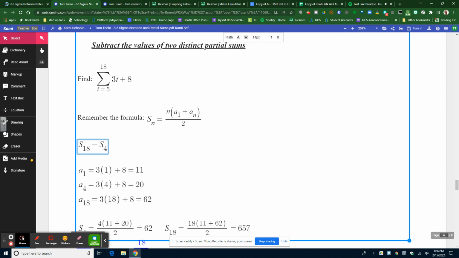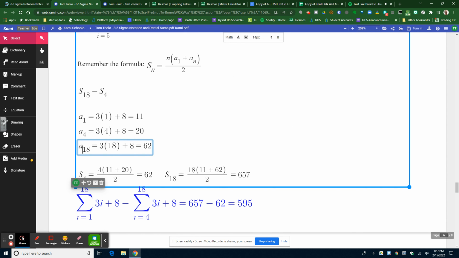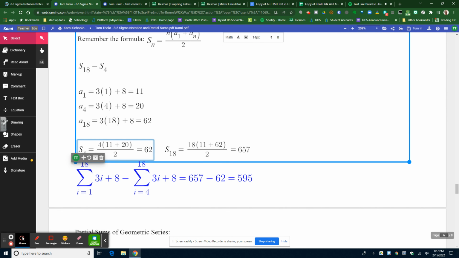So instead of doing the 5th, 6th, 7th, 8th, 9th, 10th, 11th, 12th, 13th, 14th, 15th, 16th, 17th, and 18th number and adding them all up, that's a lot of work. Just use the formula. Okay, so what did I have to do first? I had to find my first number, my 4th number, and my 18th number. And then I can use my formulas. So the sum of my first 4 is 62. The sum of all 18 is 657. So the sum of the 5th through the 18th is 657 minus 62, or 595.